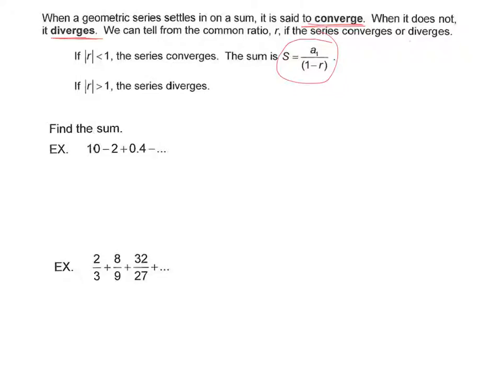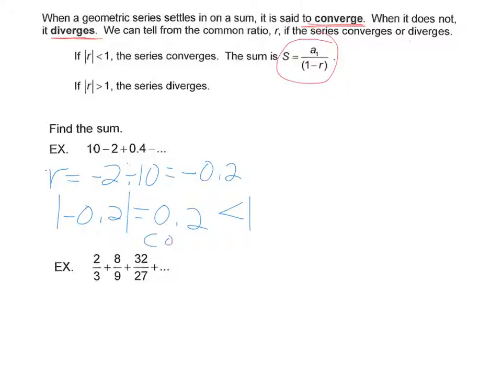We want to find the sum, 10 minus 2 plus 0.4 minus, and so on forever. So we have to find r by dividing the second term by the first term. Negative 2 divided by 10 would be negative 0.2. Now we have to check for convergence. So I look at the absolute value of r. Absolute value of negative 0.2 would just be 0.2. That is less than 1. So that means it converges, and we can use the formula.